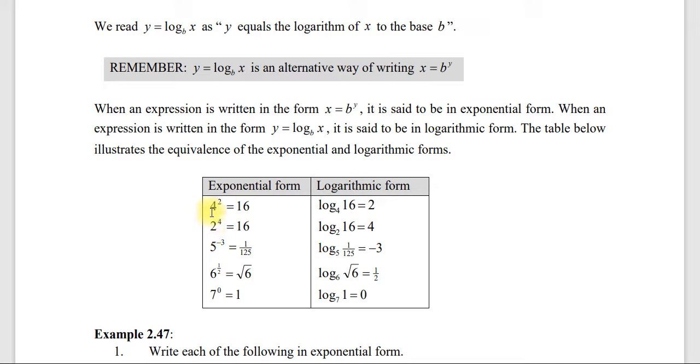Exponential form, for example, 4 to the power of 2 which is equal to 16, 2 to the power of 4 which is equal to 16, 5 to the power of minus 3 which is equal to 1 over 125, 36 to the power of 1 over 2 which is 6, 7 to the power of 0 which is 1.